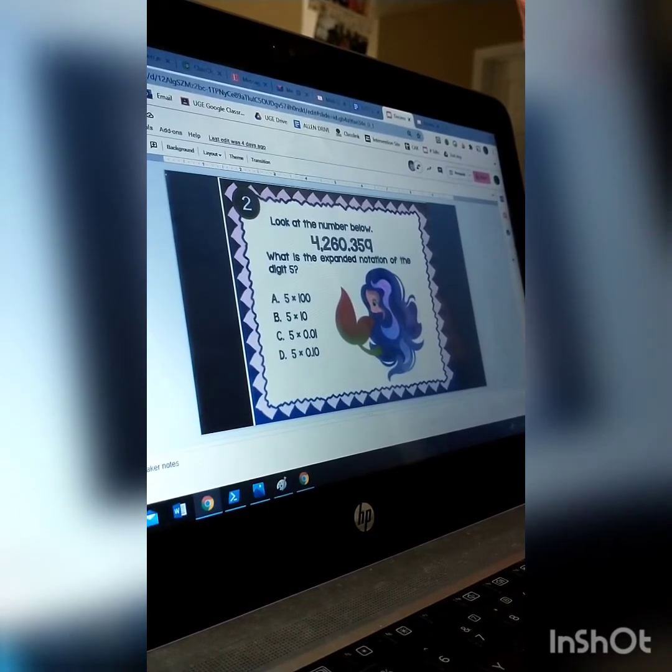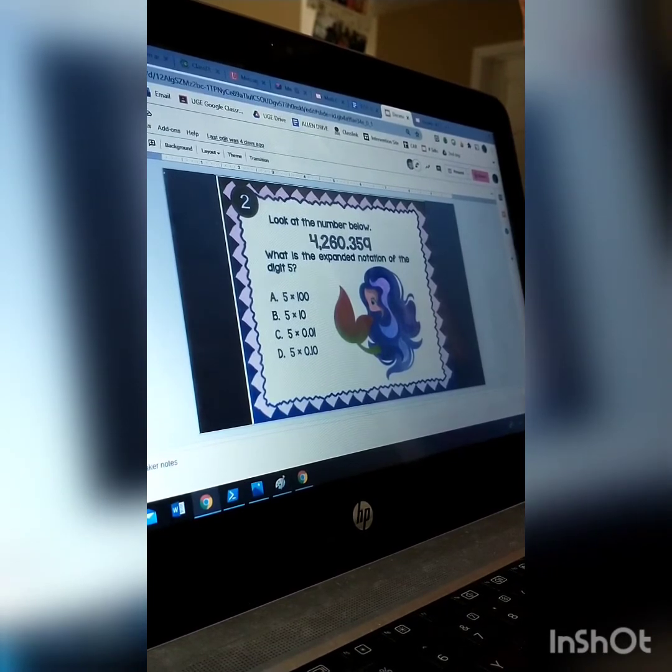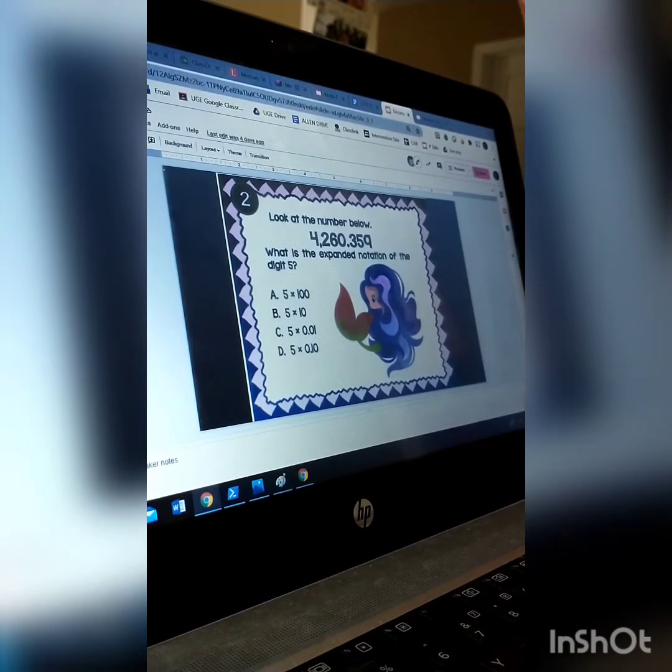All right, look at this one. Now, this is a different kind of question. Okay, it says, look at the number below, 4,260 and 359 thousandths. What is the expanded notation of the digit 5? So let's find the digit. First and foremost, what place is the 5 in? Because that's going to help you.